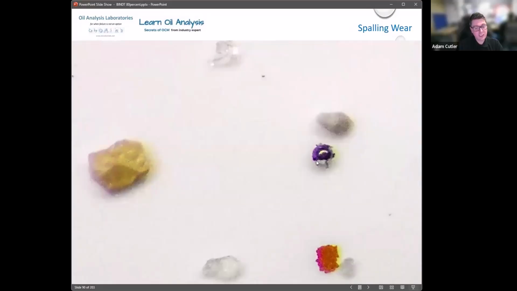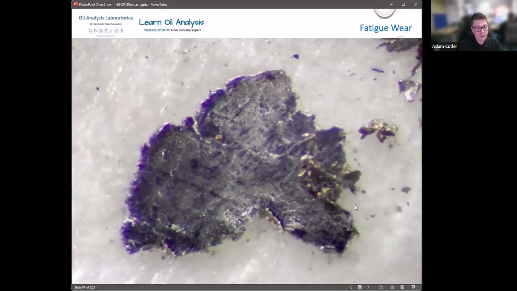What you get initially is what looks like little ball bearings, but actually these are spalling wear, early signs of fatigue wear. Then this can eventually turn into fatigue wear. Fatigue wear is classically described as looking like orange peel, although I think it looks more like a child's drawn a little island picture on this.